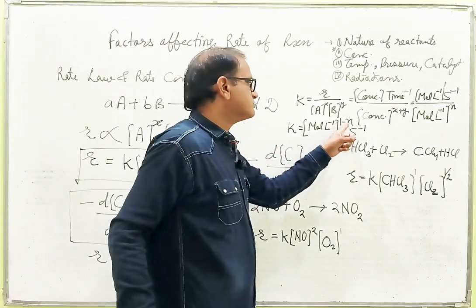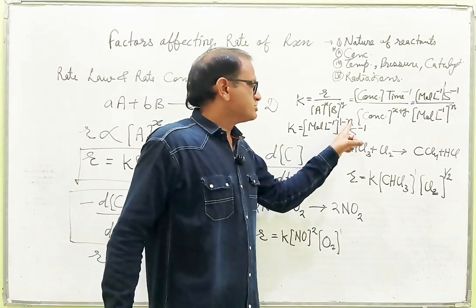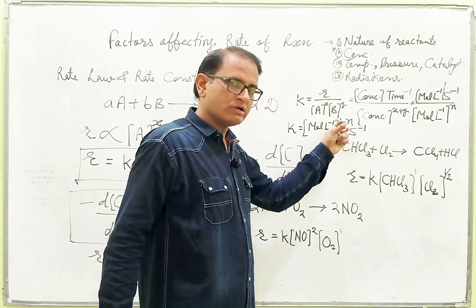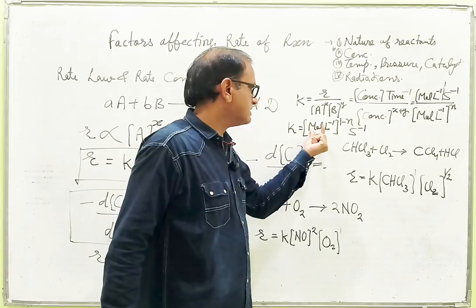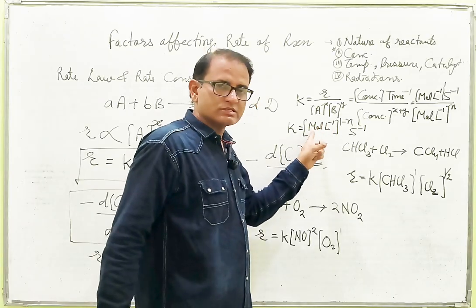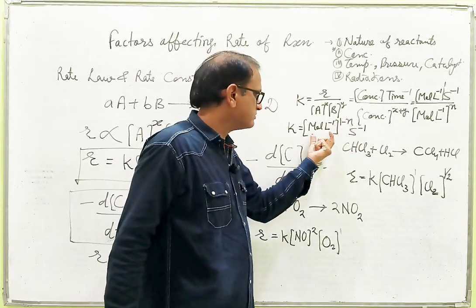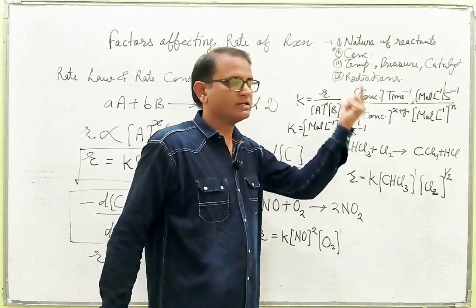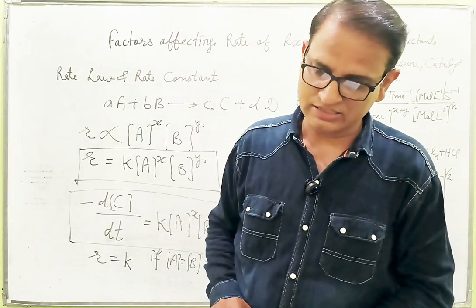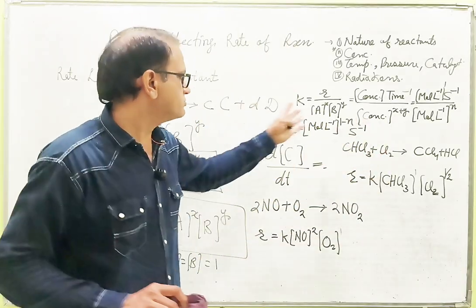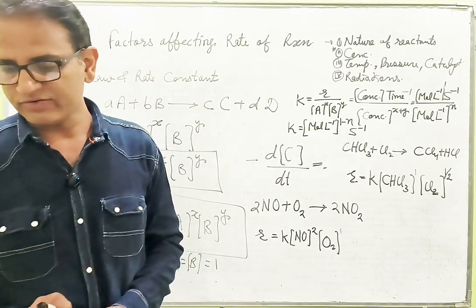Likewise, if n is equal to 2, meaning the order of reaction is 2, then 1 minus 2 will be the minus 1 power. So mole liter inverse raised to power minus 1 will become liter mole inverse second inverse. So this will be the unit of a second order reaction. This is how we use this formula. We can easily calculate the unit for any order of a reaction.